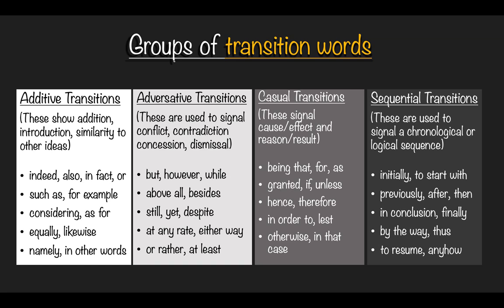Causal transitions. These signal cause-effect and reason-result: being that, as for, or for as, granted, if, unless, hence, therefore, in order to, lest, otherwise, in that case, etc. Sequential transitions. These are used to signal a chronological or logical sequence. Initially, to start with, previously, after, then, in conclusion, finally, by the way, thus, to resume, and anyhow.